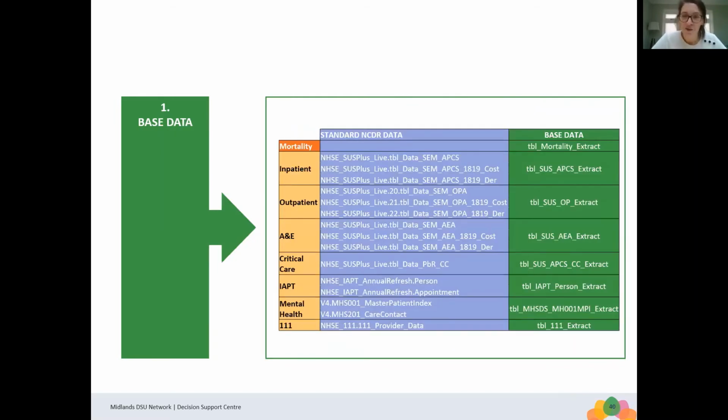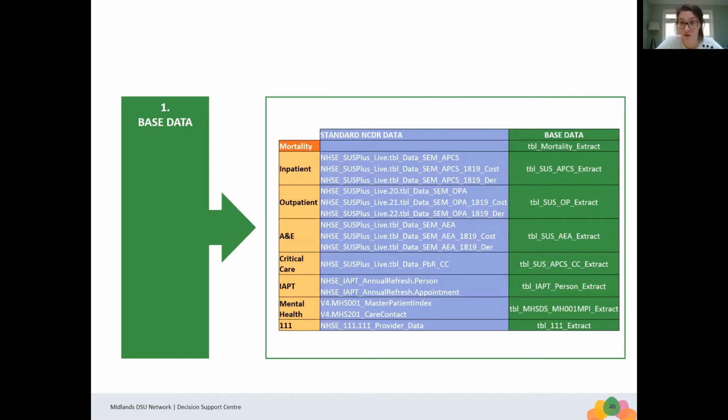And then this slide I find particularly hard to talk through, so bear with me. But if you think back to the star diagram that I showed right at the beginning, where we had mortality and we had the activity around it, that's represented by the column on the left here. And then you've got the standard NCDR. So if I take inpatients as an example, we knew we wanted inpatient data. Within NCDR, there's an array of tables related to inpatient data, and these are the 3 that we felt that we needed for our project.